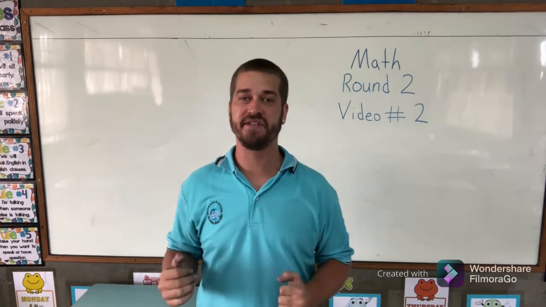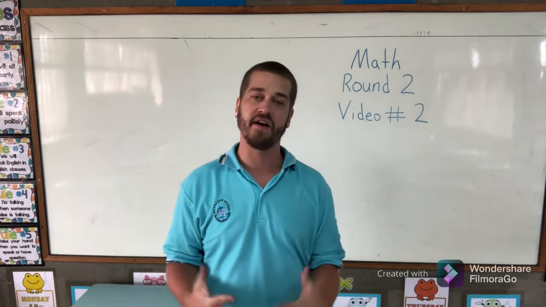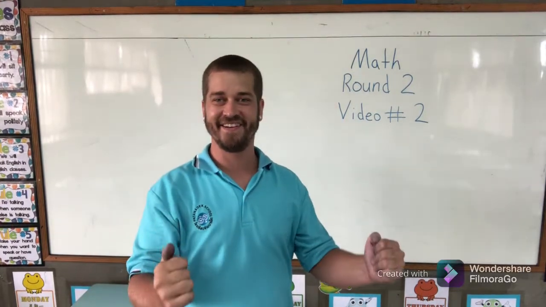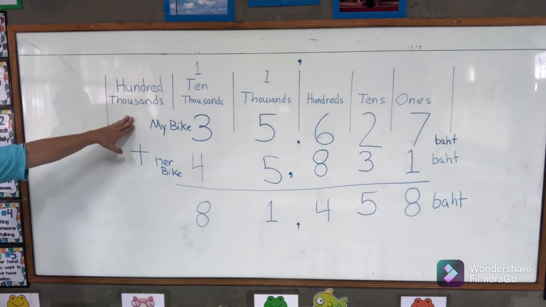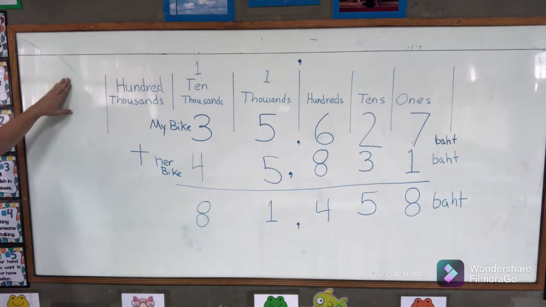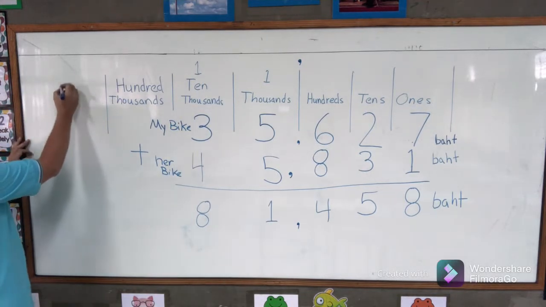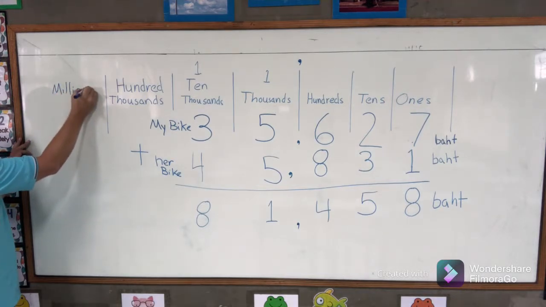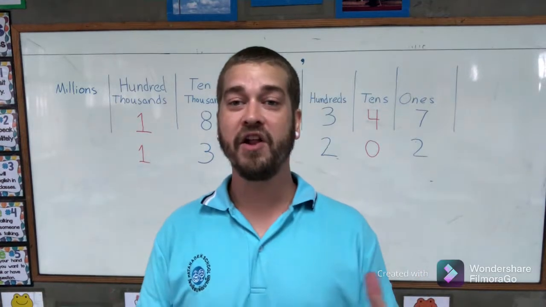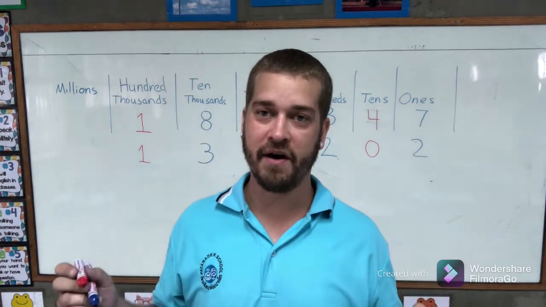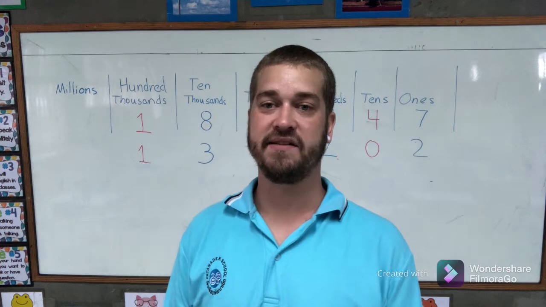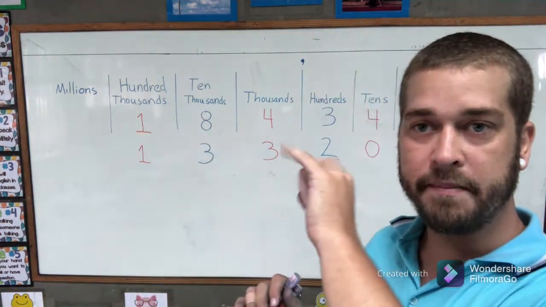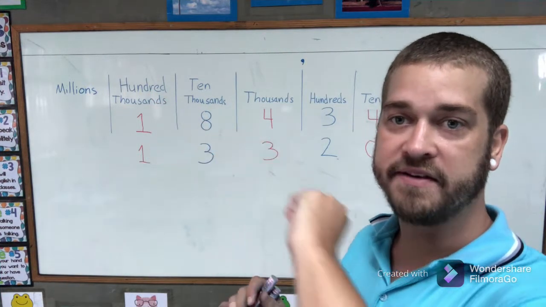Welcome back, everybody. This is video number 2. We're going to continue our talk about addition and subtraction of big numbers. Let's take a look. What comes after 100,000s? 1 million. That's right, because we have one digit and then 6 after. Millions. If you're following along with me in the book, which I hope you are, this is page 56. They give us two big numbers, and now we're working with the 100,000s.